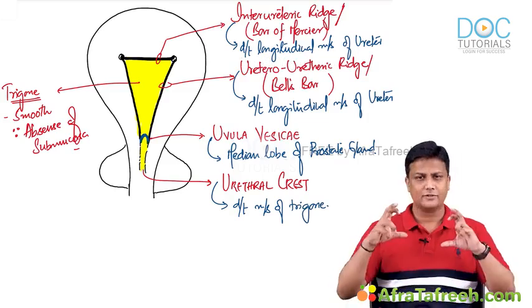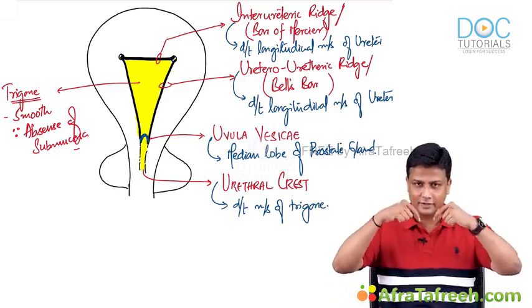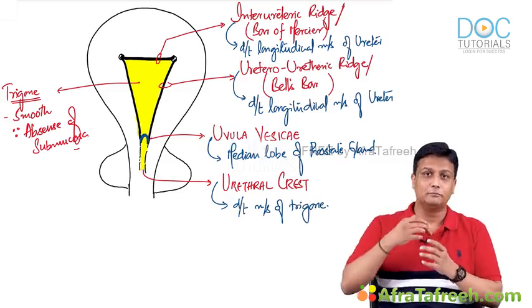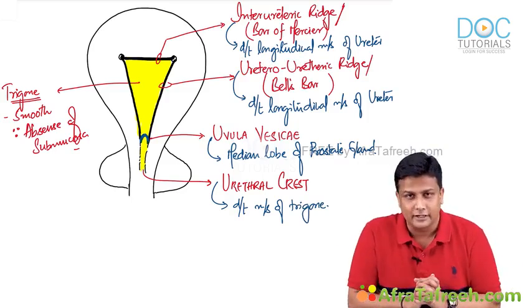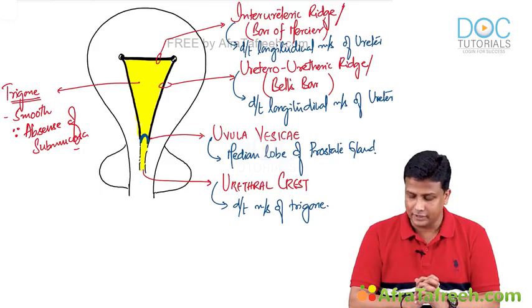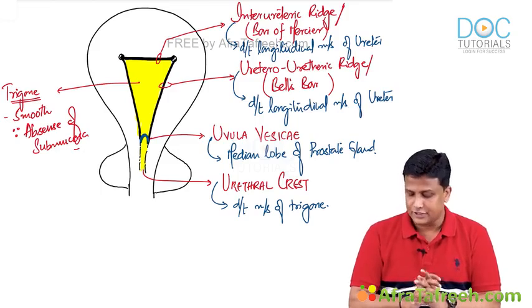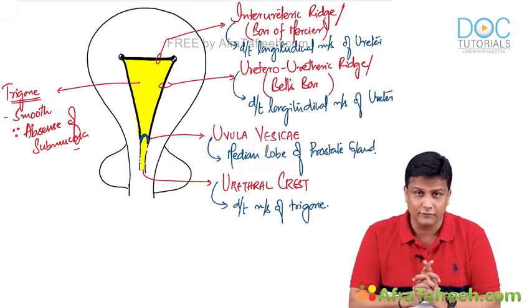So, the muscles of trigone are not going to end in the urinary bladder itself. They will further continue down into the posterior wall of the urethra, that is prostatic urethra, and that is going to form an elevation there. And that elevation is known as the urethral crest. And that urethral crest is due to the muscles of trigone.